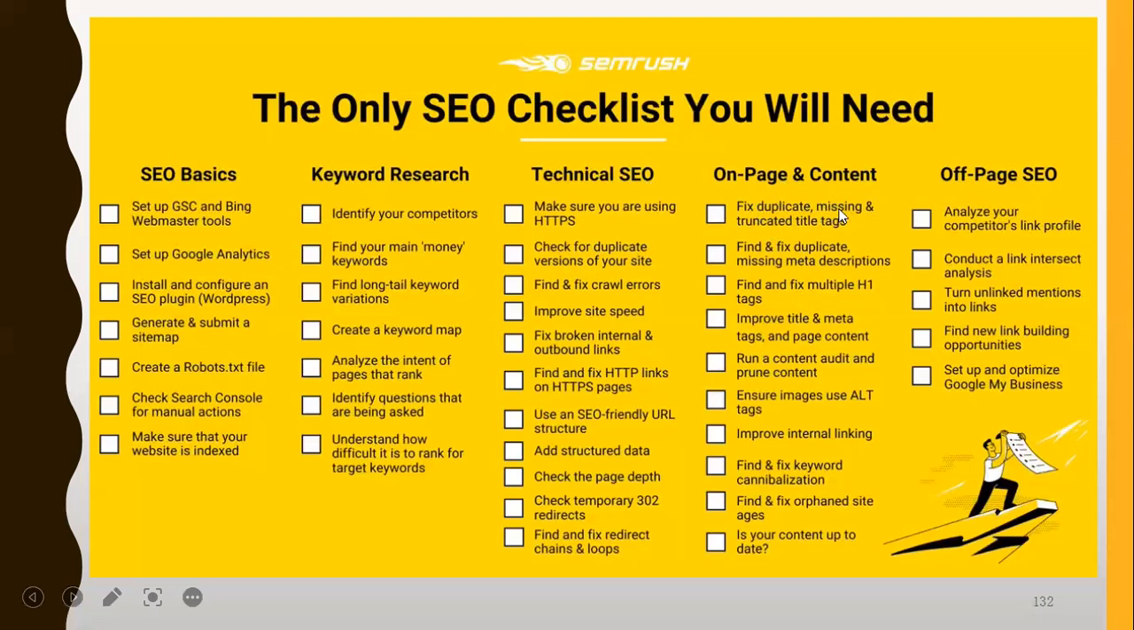For on-page content, so you have a list here. No duplicate content. You don't have multiple H1 tags. For instance, this is like an H1 tag. This is like H2. This is like H3. H4 is like paragraph text. So you want to familiarize yourself with basic HTML website design.